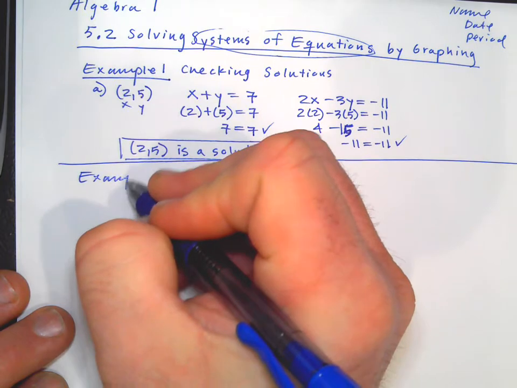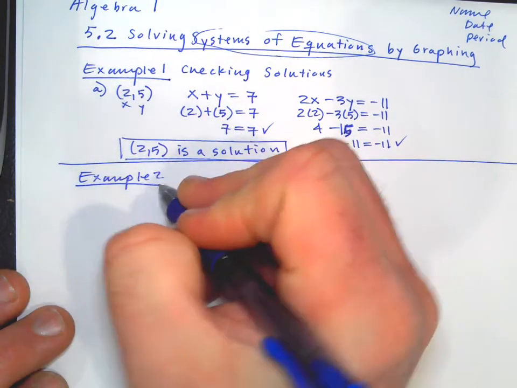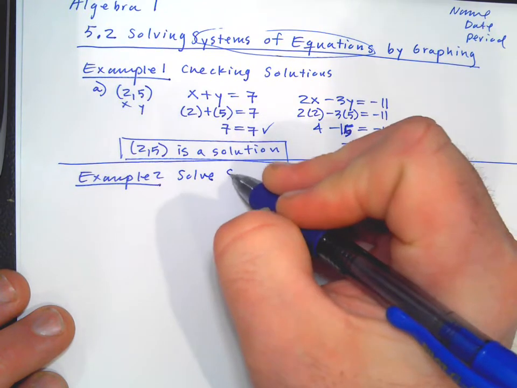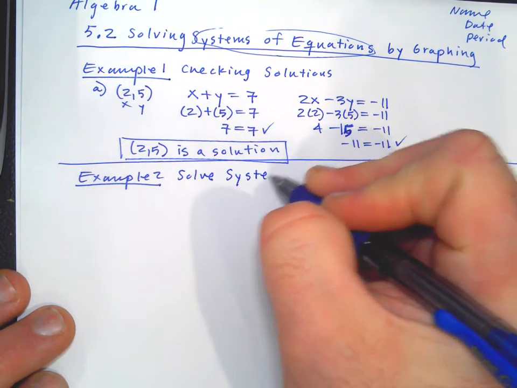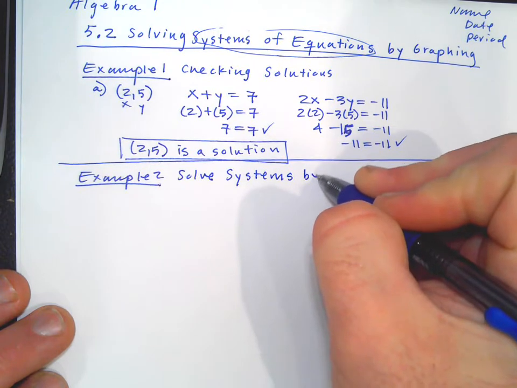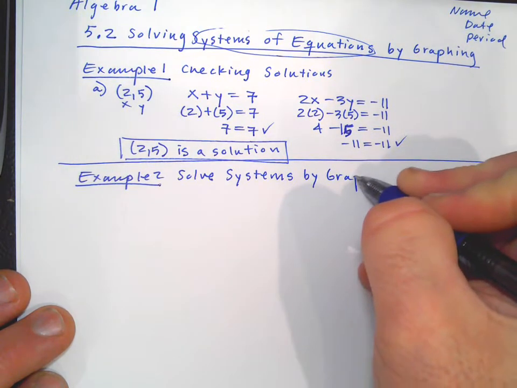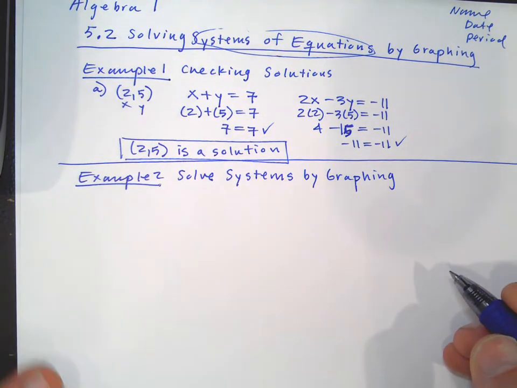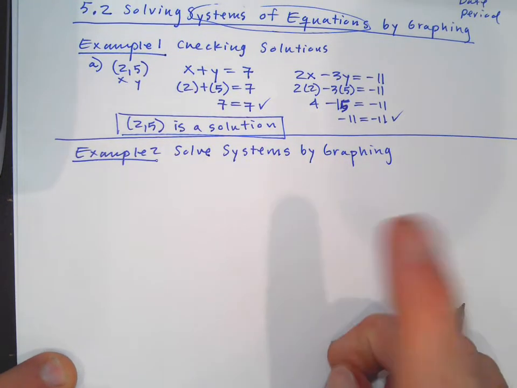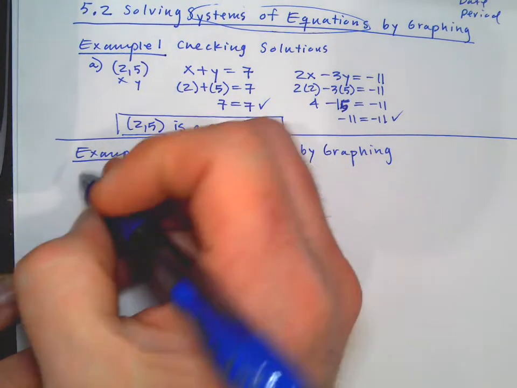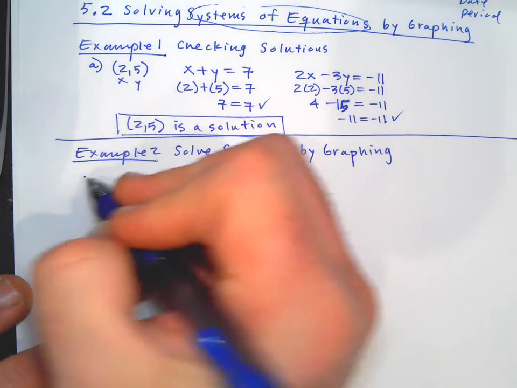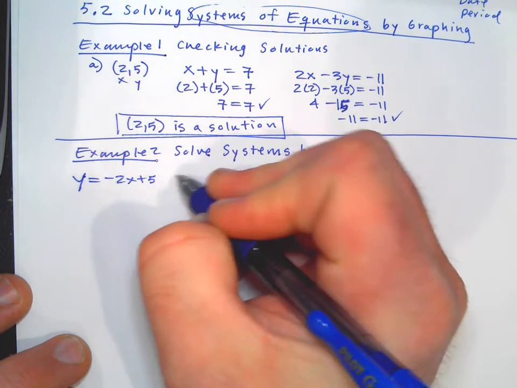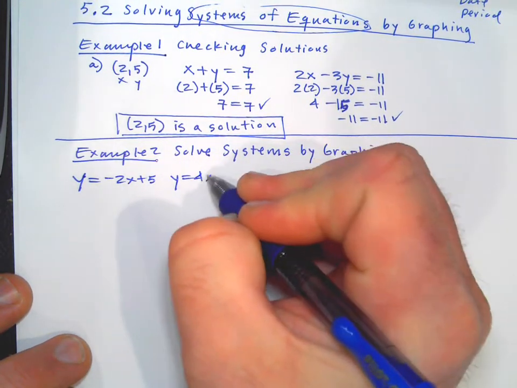So example 2, how do we actually find these answers ourselves if they're not just going to be given to us? So the directions here would be like solving systems by graphing. And we're just going to stick with graphing first. This is where graph paper is going to be really helpful, unless you can draw really, really nice pictures without graph paper. It's going to take more work. So here's a system of equations. Y equals negative 2x plus 5. And y equals 4x minus 1.